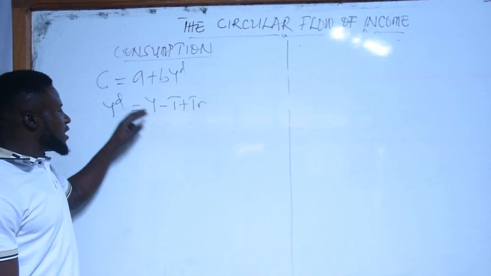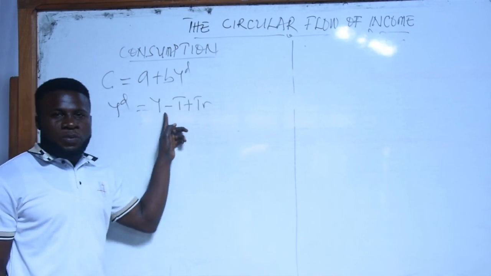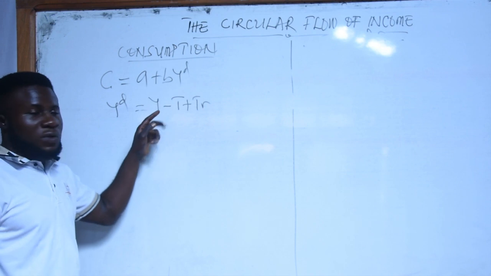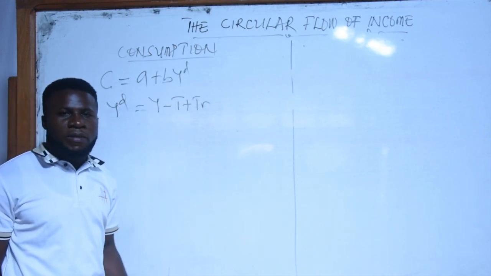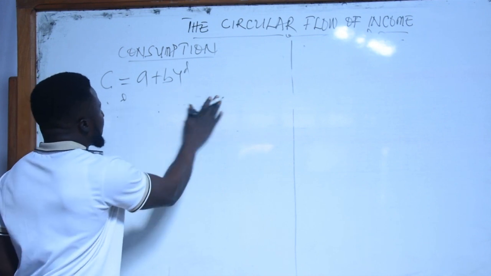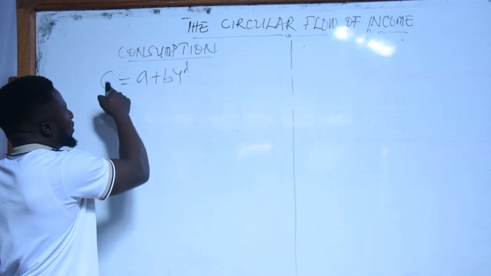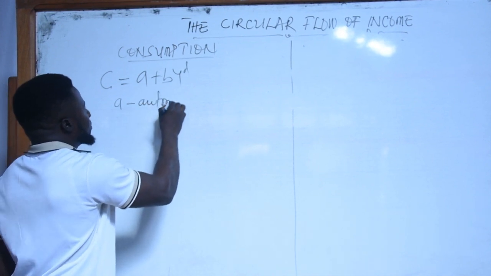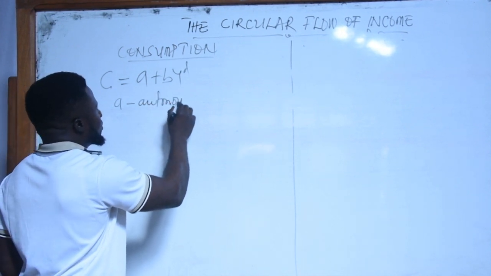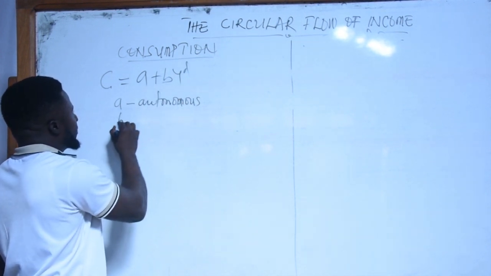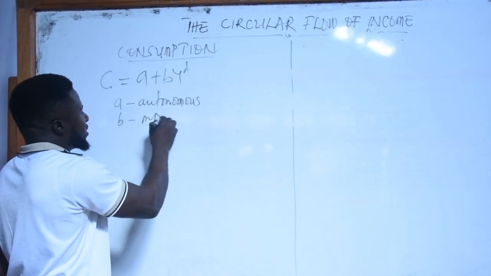So this is the general formula for disposable income. But if we do not have transfer payment, your YD will be equal to Y minus T. That is income minus taxes. And then we are saying that the component of the consumption function here, A stands for autonomous consumption.